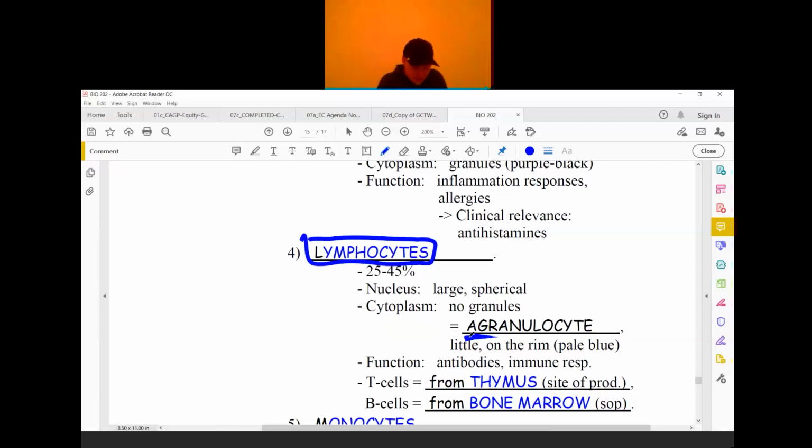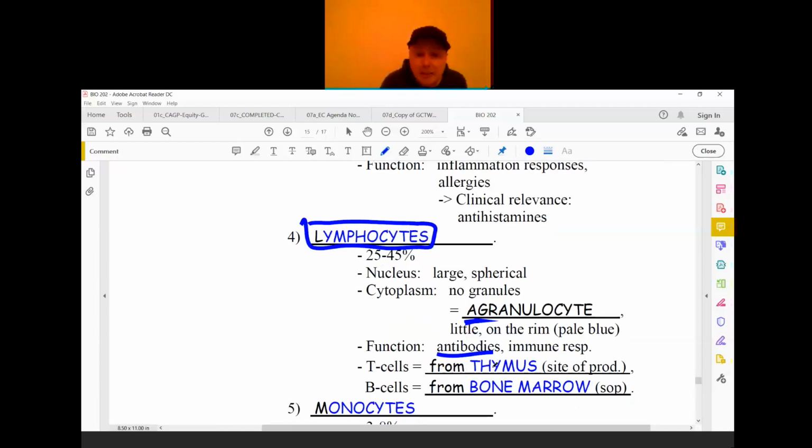What lymphocytes do, they produce antibodies and they're involved with the immune responses protecting you. And there are 2 types of lymphocytes, T cells and B cells, that we're going to talk about later in this course. But the big thing to remember is that T cells mature in the thymus, and B cells mature in the bone marrow. So that's all you need to know about the lymphocyte.